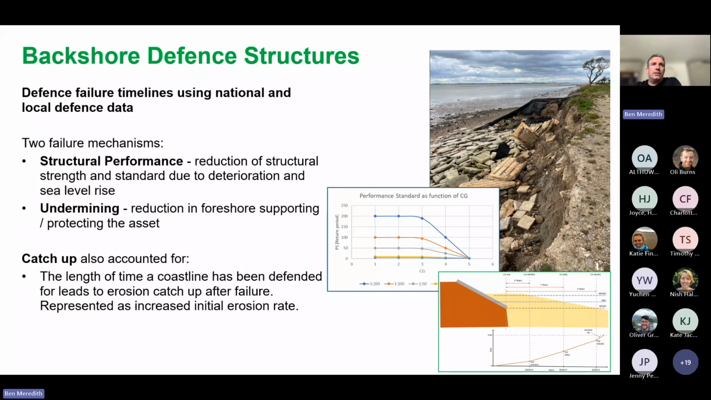For defences, we need to assess their potential for failure before the erosion can start to become active. So there are two failure mechanisms employed within NCERM: structural performance, where we use deterioration of the structure itself and therefore its ability to withstand certain storm exceedances, and then undermining, a process which increases in risk as a beach is eroded and lowers, thereby exposing the defence to deeper water and more wave energy. We also apply catch-up to the erosion rates once the defence fails, and I'll go over these in the next few slides.